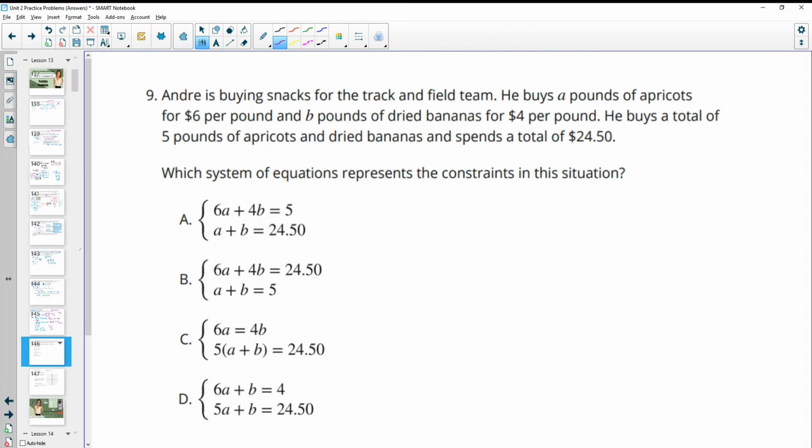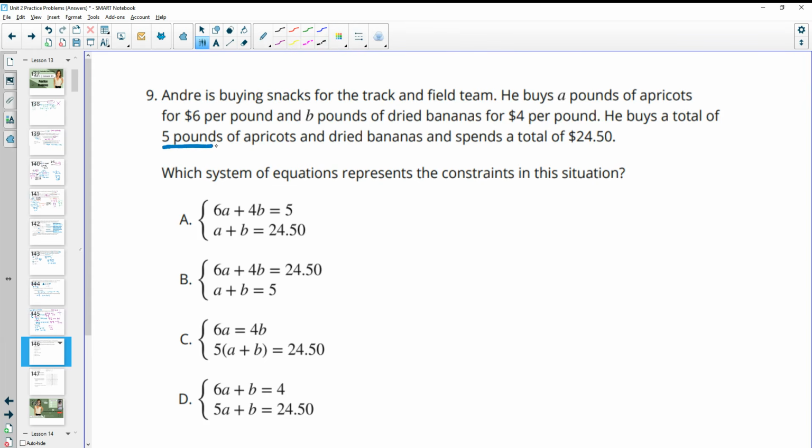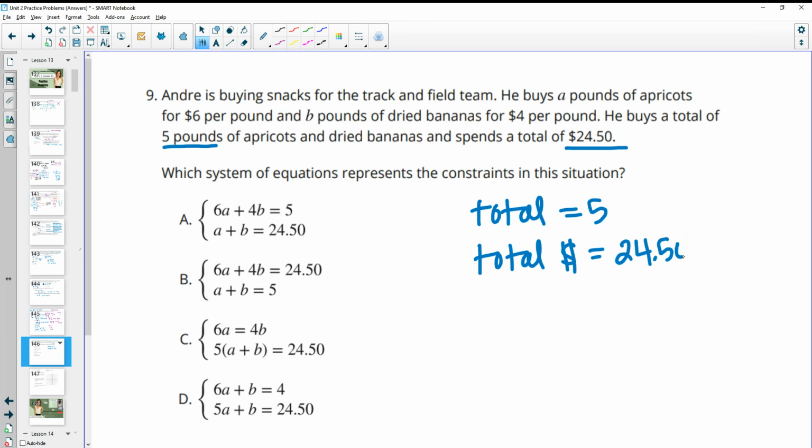Number 9, Andre is buying snacks for the track and field team. He buys A pounds of apricots for $6 a pound, and B pounds of dried bananas for $4 a pound. He buys a total of 5 pounds of apricots and dried bananas and spends a total of $24.50. So let's write an equation that represents this. Now, I like to look at these totals. So the total is 5 items that he bought, and the total money that he spent is $24.50. So total means I'm going to add something together to get those.